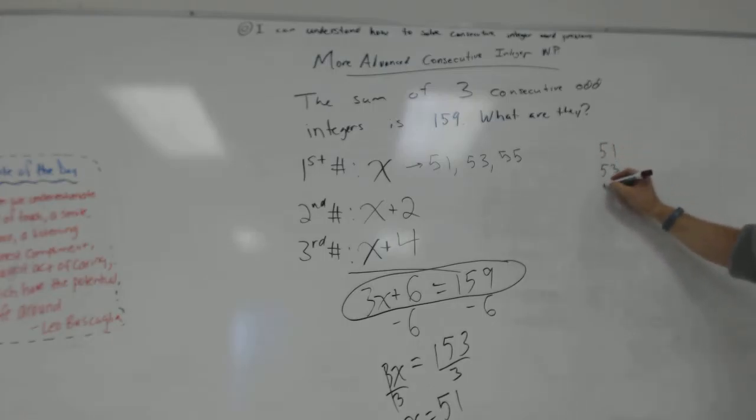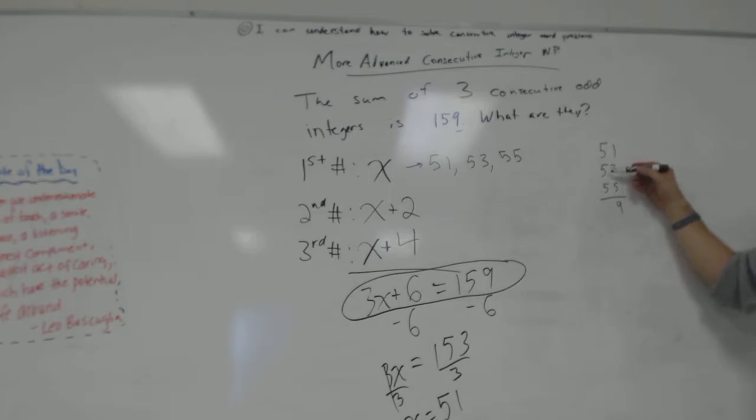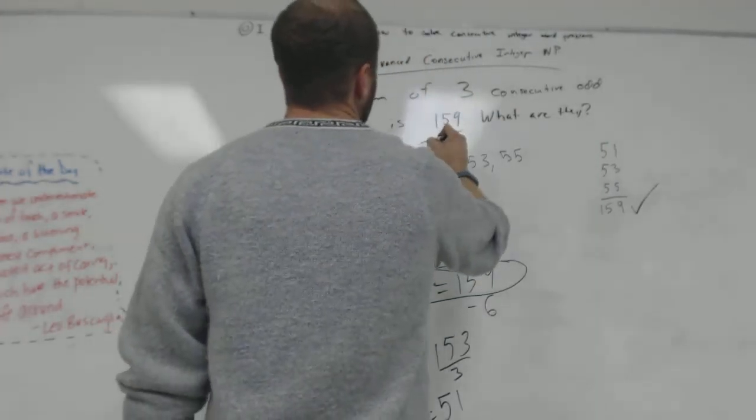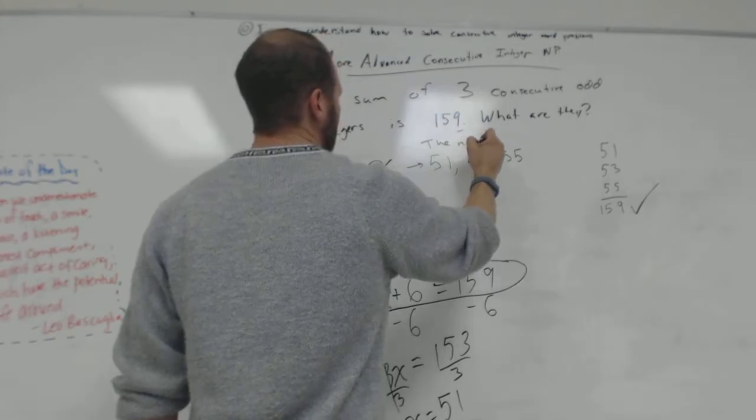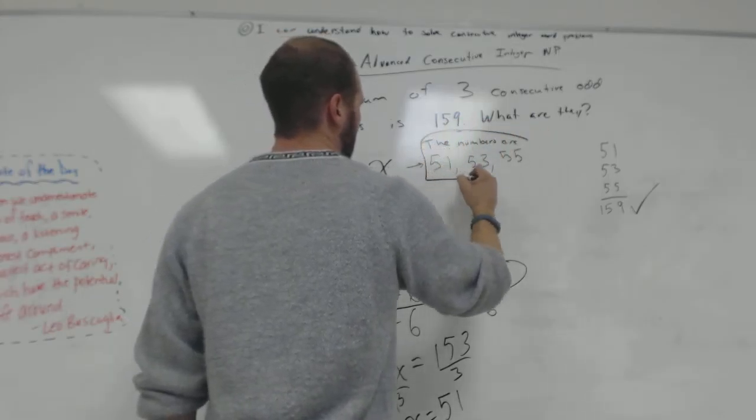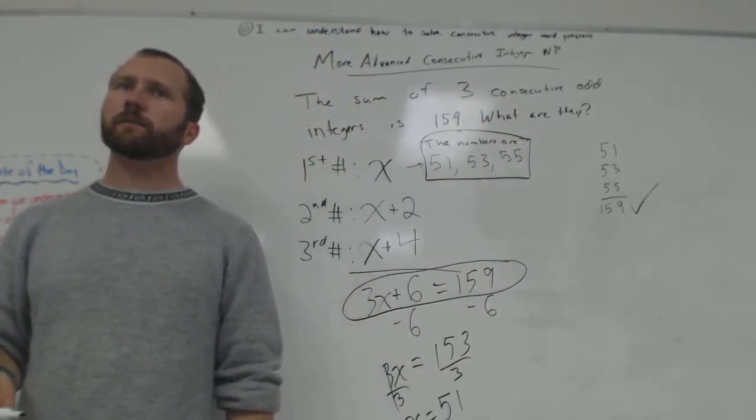51, 53, 55. 1 plus 3 plus 5 is 9. Ooh, that's good. Right? 5 plus 5 is 10, plus another 5 is 15. 159. Bingo. So now I just write here the numbers are 51, 53, 55.